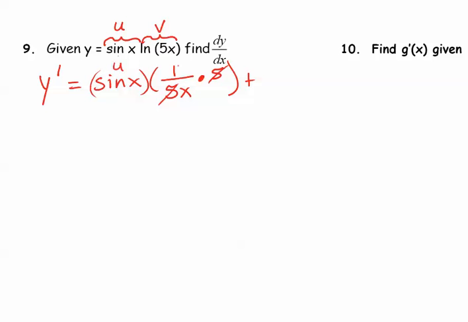So this is our u v prime from our product rule. And now we've got to do v times u prime. The derivative of sine x is cosine x.